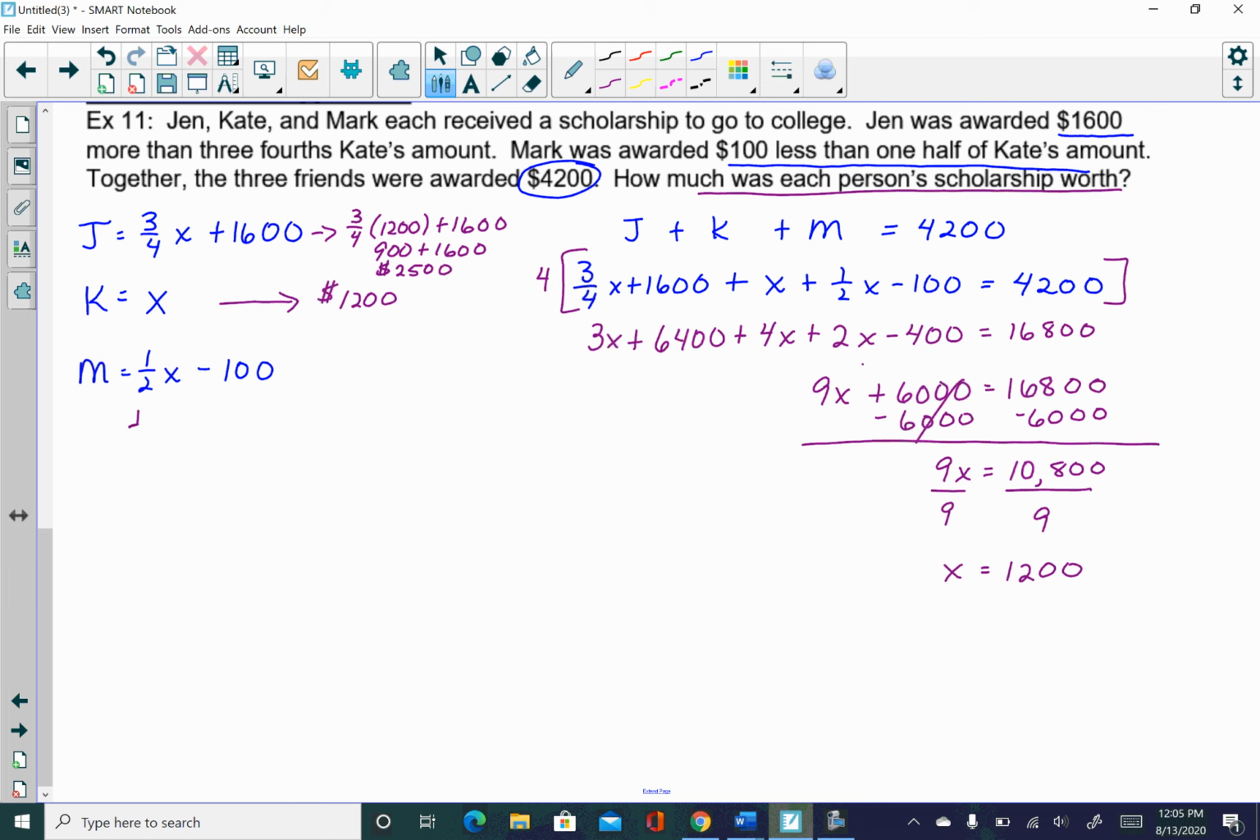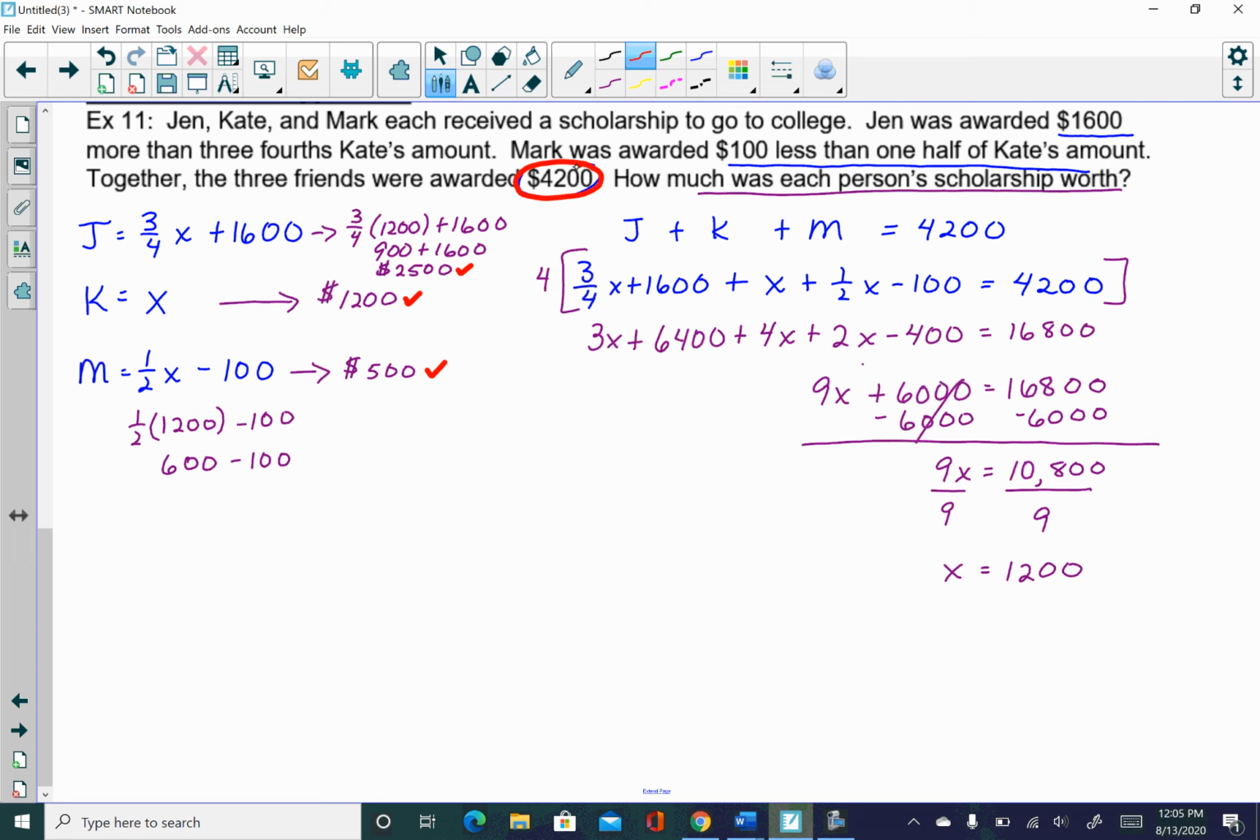And then Mark would be half of that x value, so half of 1,200 minus 100. Half of 1,200, of course, is 600, minus 100. So Mark was awarded $500 in scholarship money. Then you could go back and do a nice loose check for yourself and make sure that 2,500, 1,200, and 500 all add up to the 4,200 that they were awarded in total.